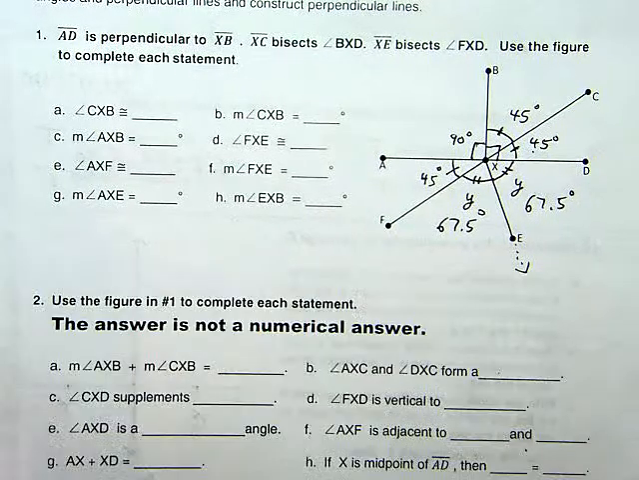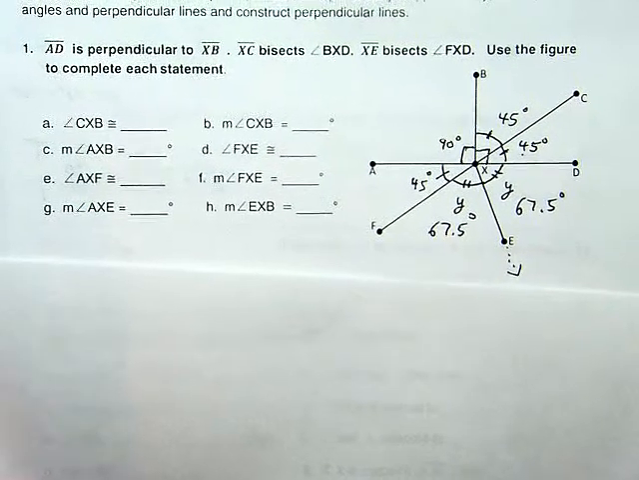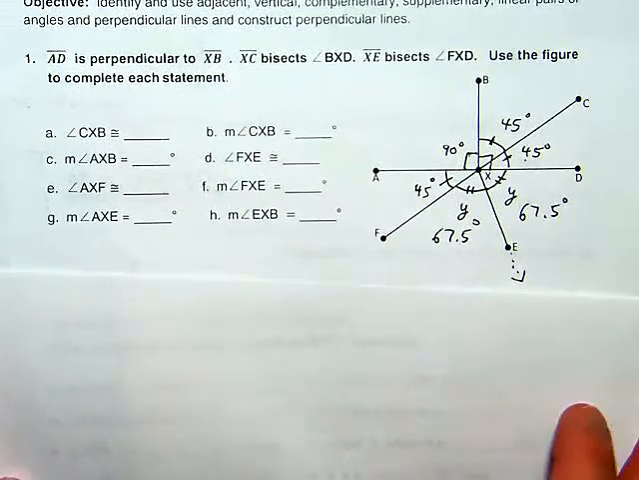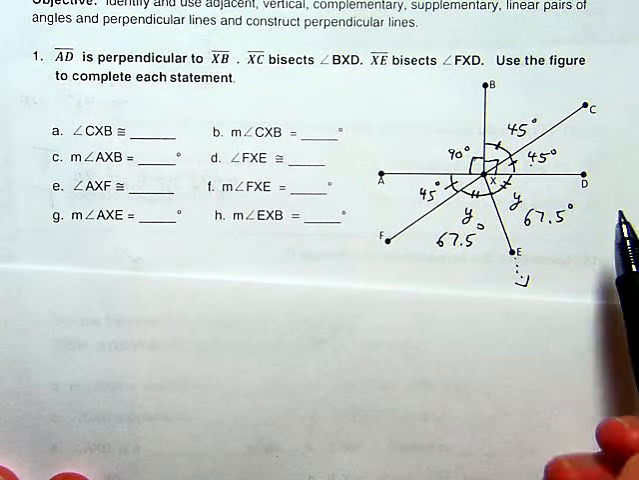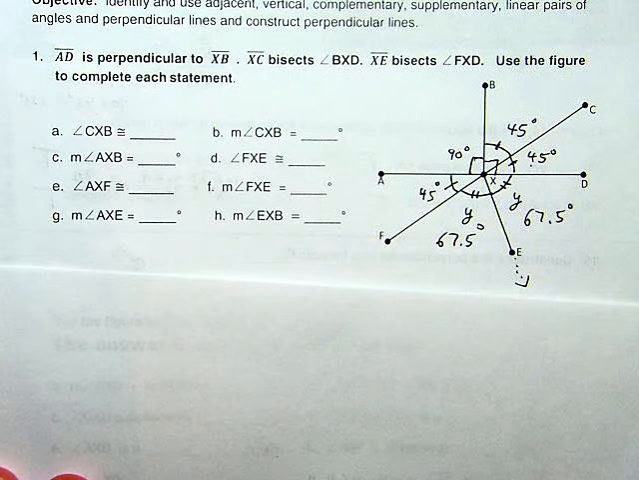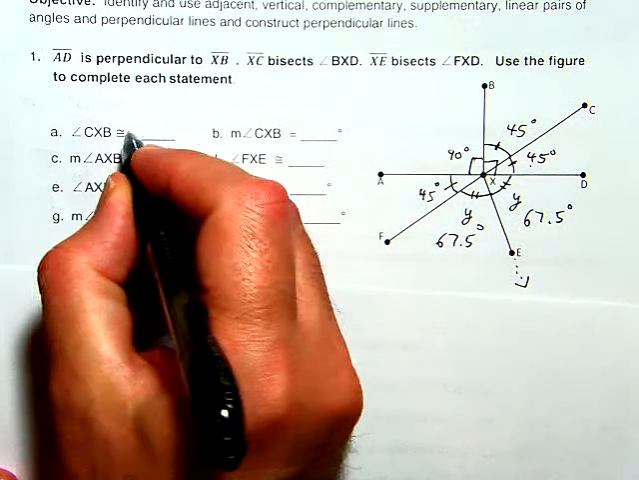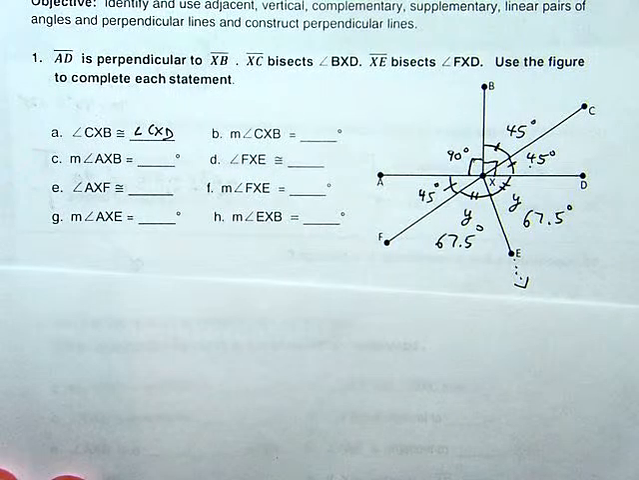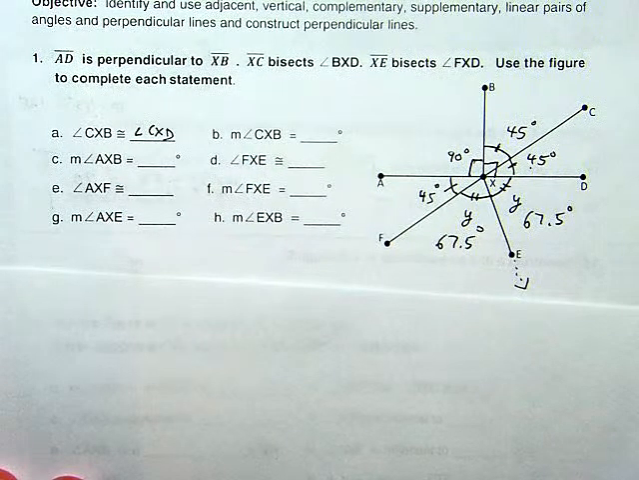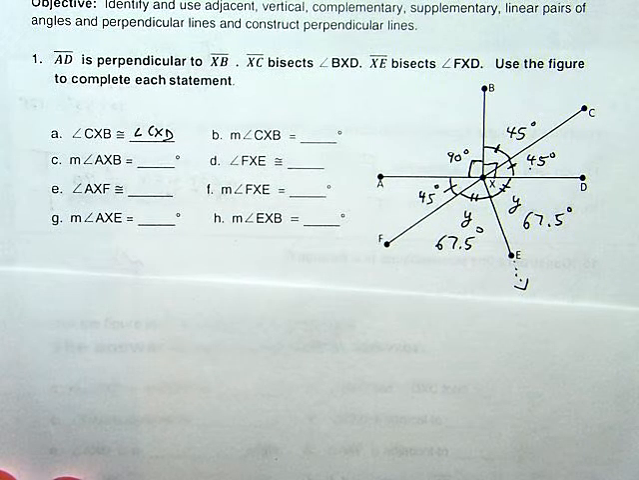Okay, so let's take a look at our questions here. First one, angle CXB is congruent to. Well, what other angle then is angle CXB congruent to? By looking at the diagram, CXB is going to be congruent to angle CXD. Is there another angle that it's congruent to besides angle CXD? Yes, it's also congruent to angle AXF, but it's only asking us for one answer.